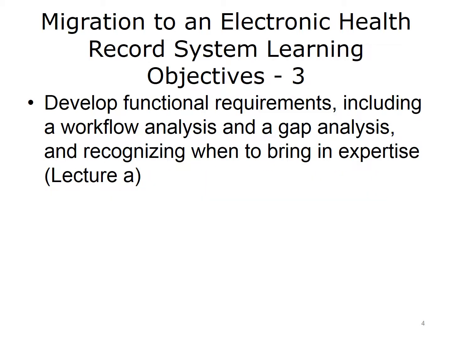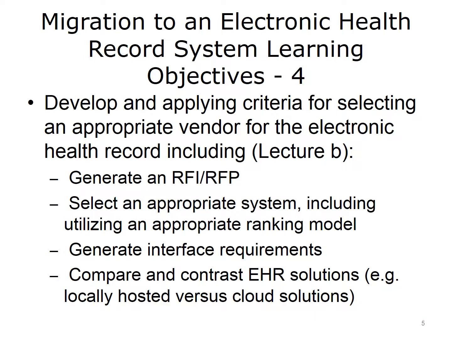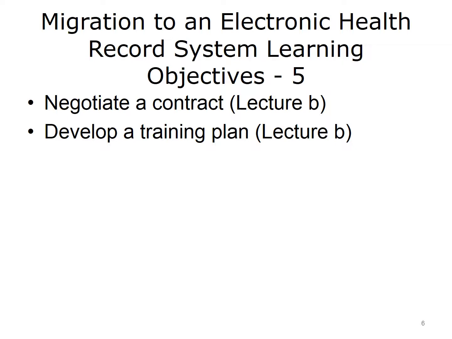Develop functional requirements, including a workflow analysis and a gap analysis, and how to recognize when external expertise is needed. Develop and apply criteria for selecting an appropriate vendor for the electronic health record, including generate a request for information, RFI, request for proposal, RFP, select an appropriate system, including using an appropriate ranking model. Generate interface requirements. Compare and contrast EHR solutions. For example, locally hosted versus cloud solutions. Negotiate a contract. Develop a training plan.